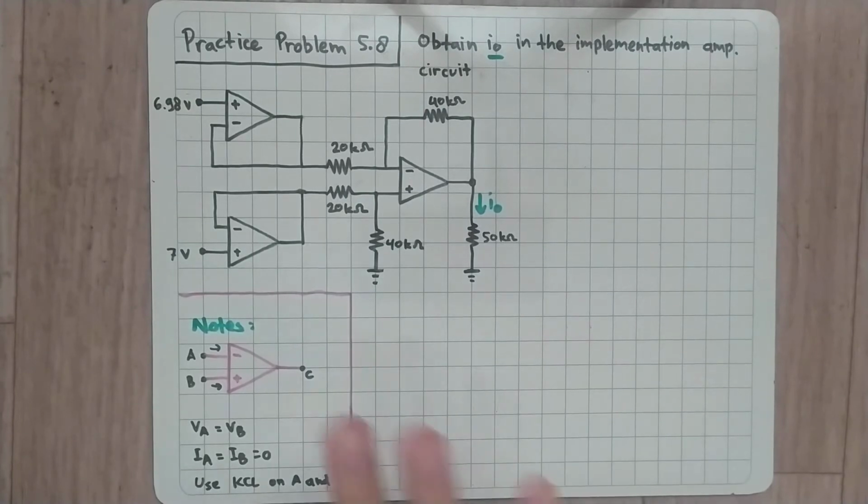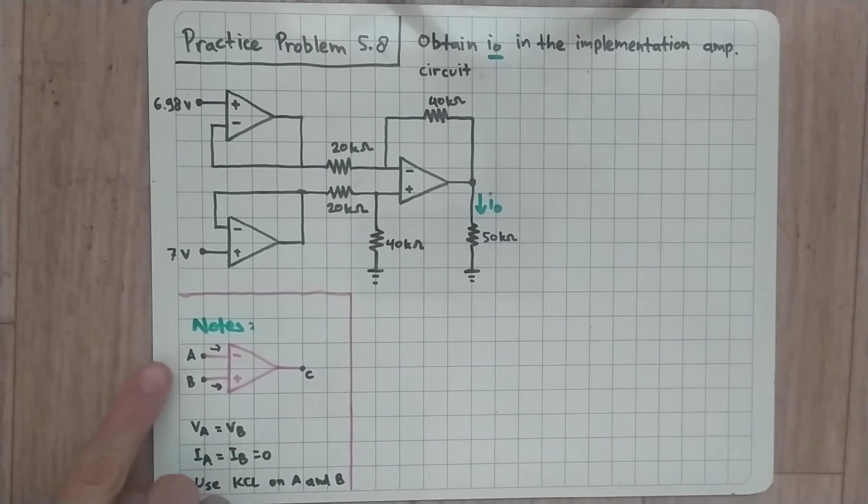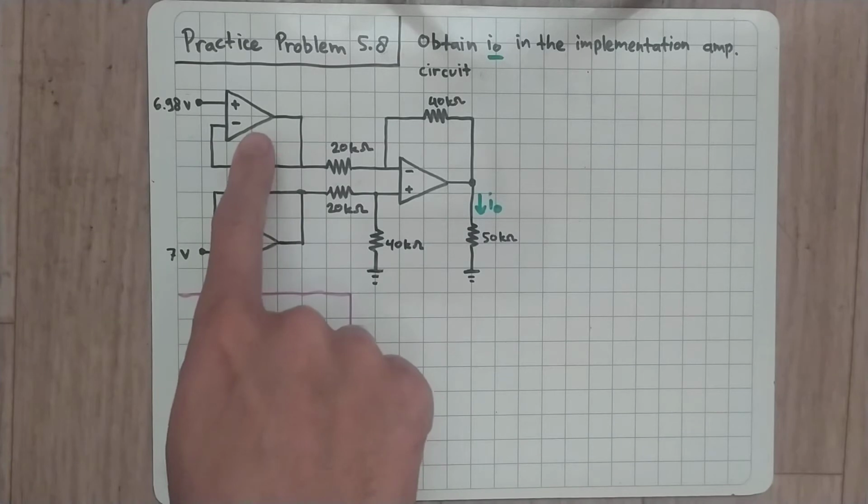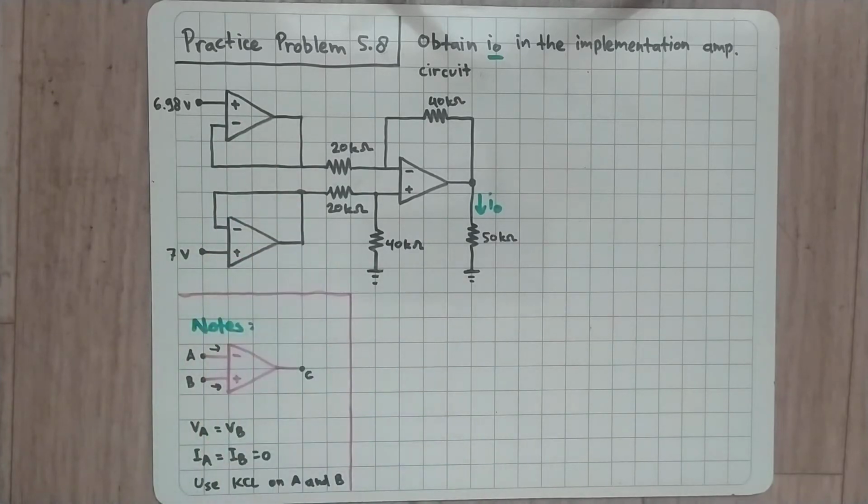Okay, as usual we have op-amps, so if we have op-amps we can use these properties. The voltage between terminals is the same, so VA is equal to VB, and the current that goes into the op-amp is actually 0. And when we are analyzing op-amp, we can use KCL at node A and node B. Okay, so first let's look at these two op-amps here.